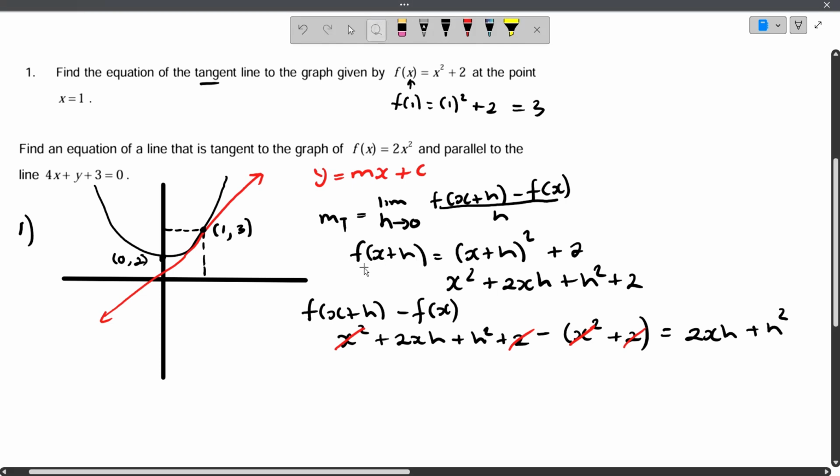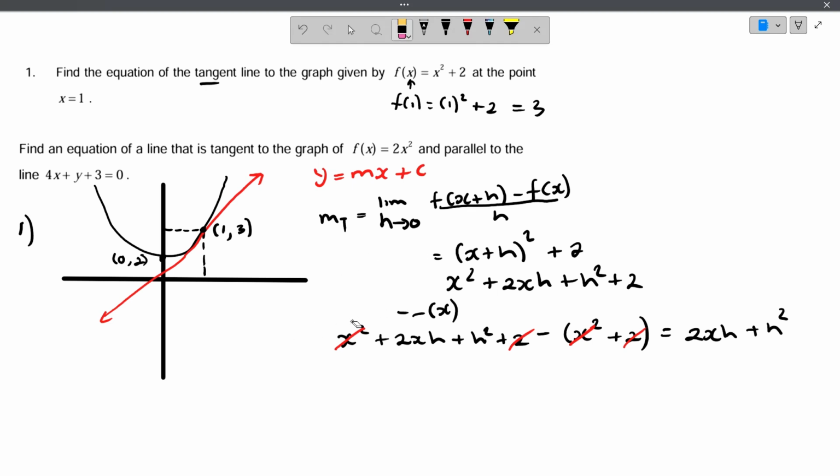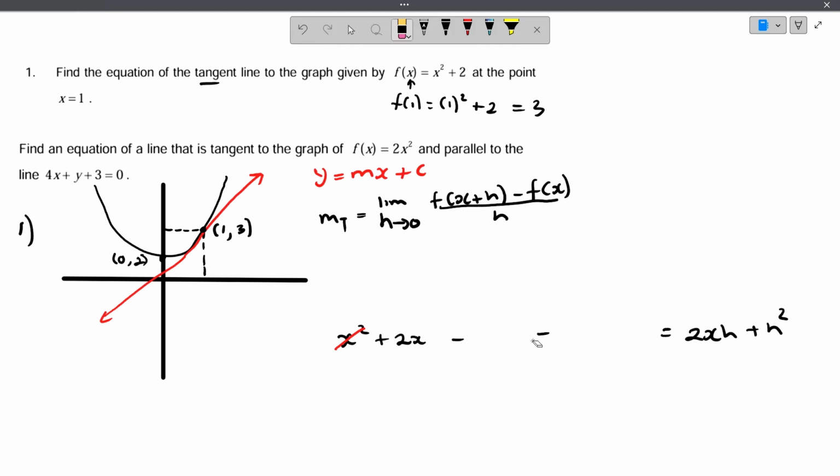Okay, so now let us remove this top part here. Remember that this part here, f(x plus h) minus f(x), is the top part. So let me just substitute there.